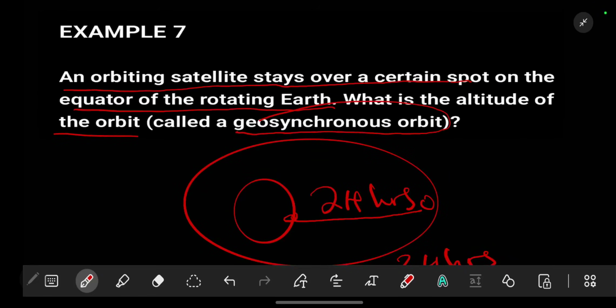So if someone is looking at the satellite, they are here, they will be able to look at it like that. It will appear as if it's not moving, but the Earth is rotating. Let's say the Earth rotates and you are here.